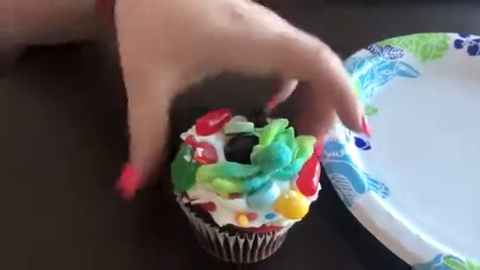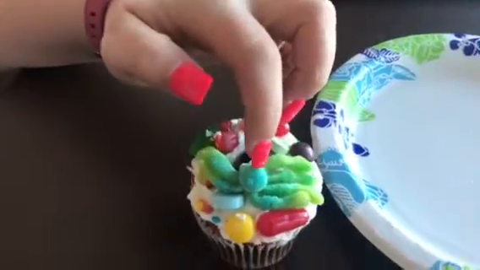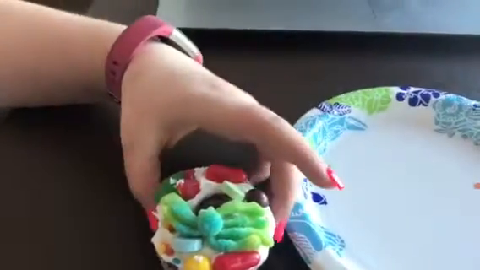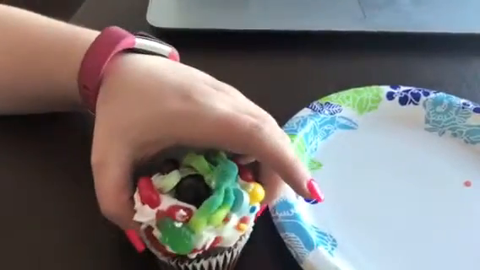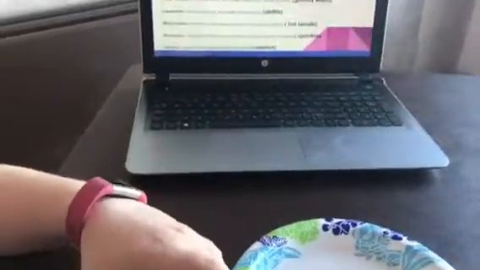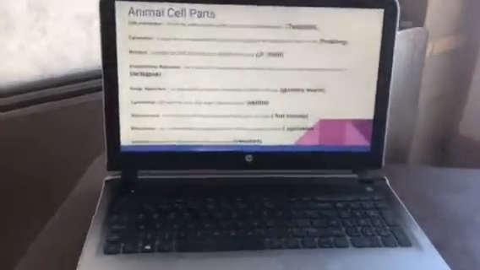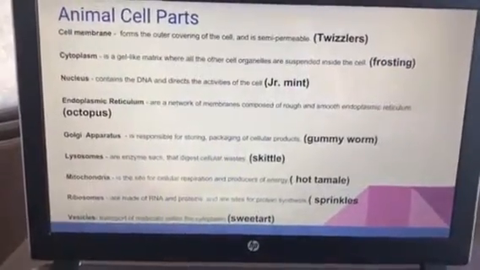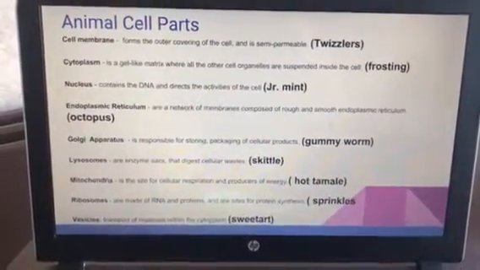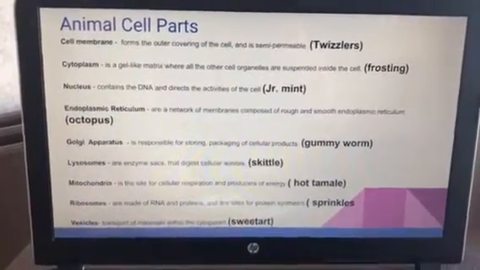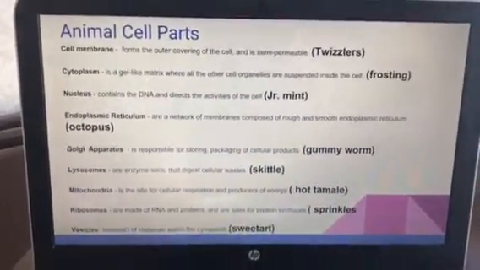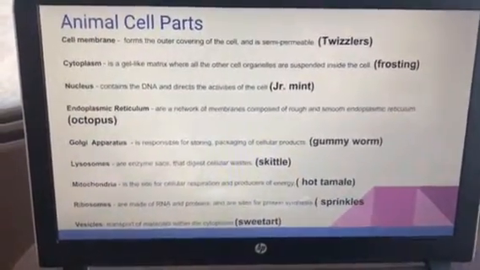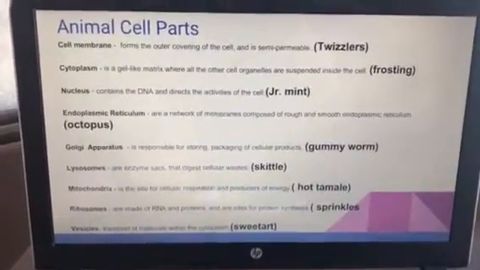And then our endoplasmic reticulum is the octopus. And our Golgi apparatus is our gummy worm. And our lysosomes, which are the Skittles. And then our mitochondria, which is the hot tamales. And then our ribosomes, which are the sprinkles within the cell in the cupcake, and our vesicles, which are our sweet tarts.